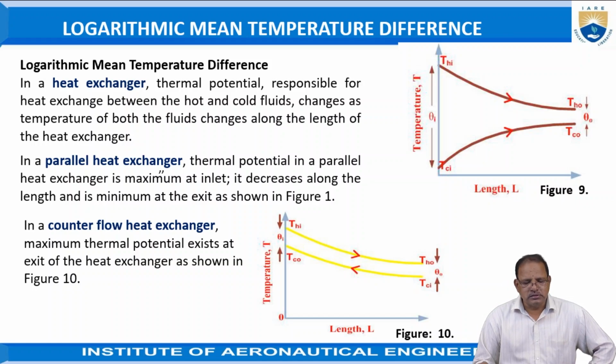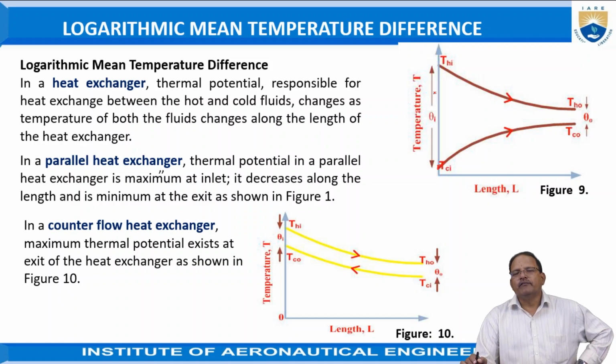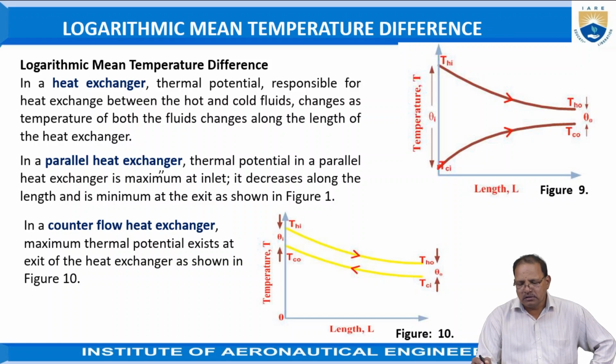In heat exchangers, the thermal potential is responsible for the heat exchange between the hot and cold fluids. Here we are drawing a graph between the length of the flow, or the length of the pipe, and the temperature. We are taking two concentric pipes, in which both the fluids are flowing in the same direction.